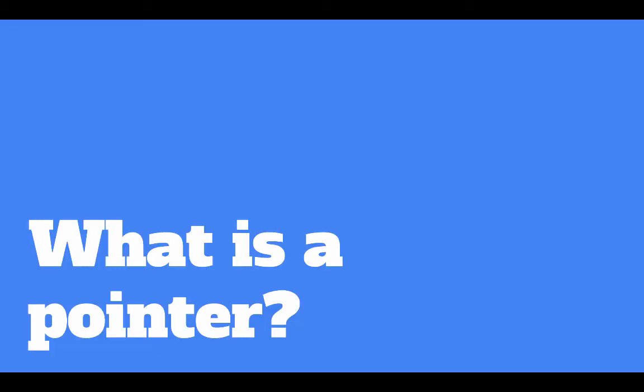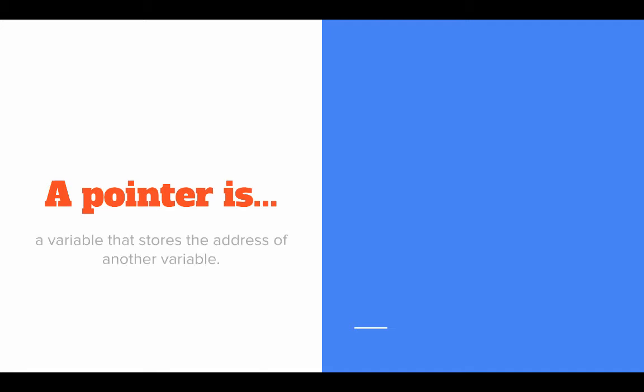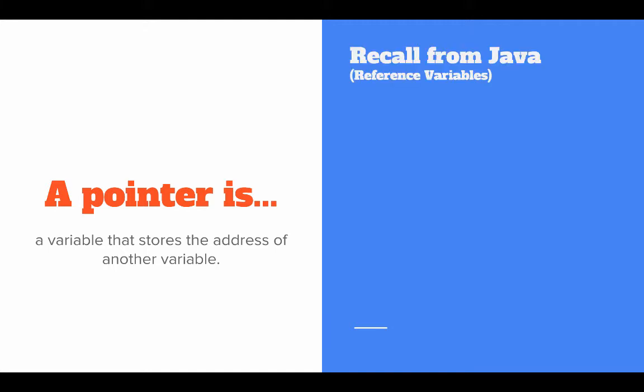First, what is a pointer? A pointer is just a variable that stores the address of another variable, the address being wherever it is stored in memory. So if you recall from Java, we had reference variables when we were talking about objects. For example, if I had some class Dog, and I wanted to create an instance of a dog, the first thing I would do is declare a variable of type Dog.